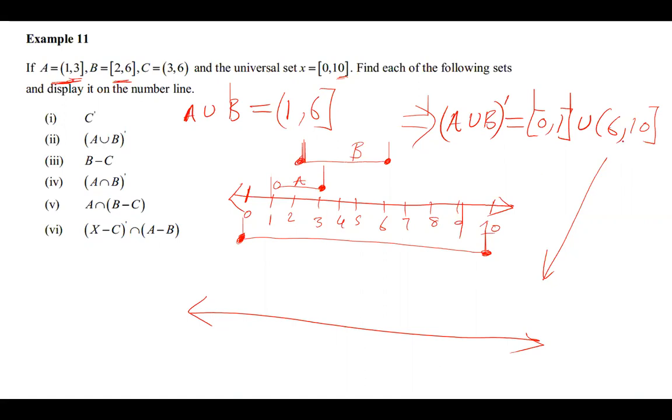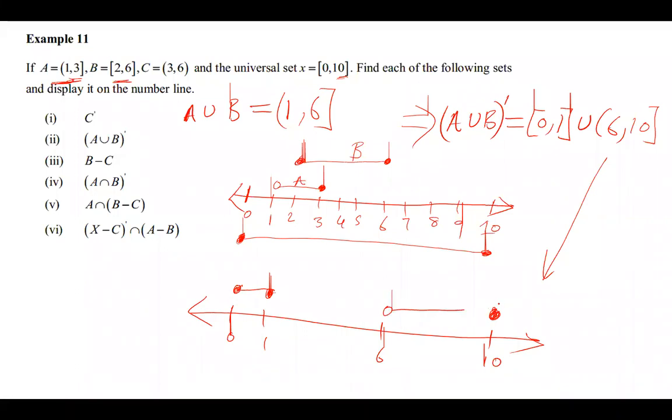So here, let me just put the numbers which are needed. We have 0, 1, 6, and 10. So this number line will simply be closed at 0 and 1, so we join those two, and then it's going to be open at 6 and closed at 10.